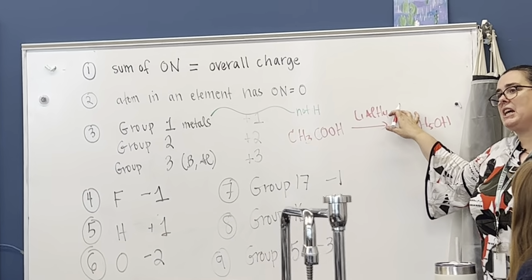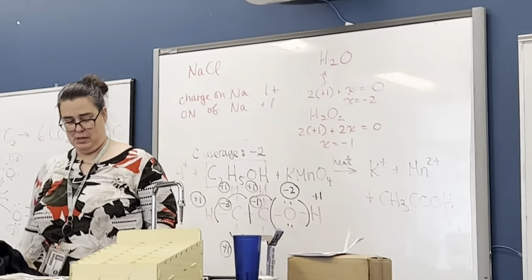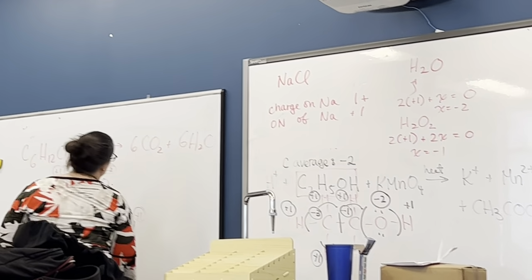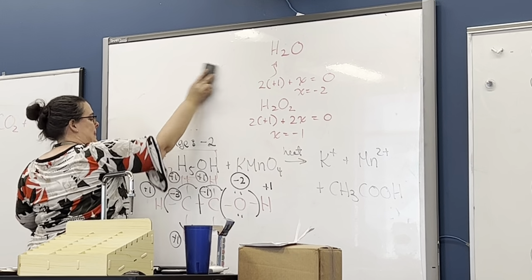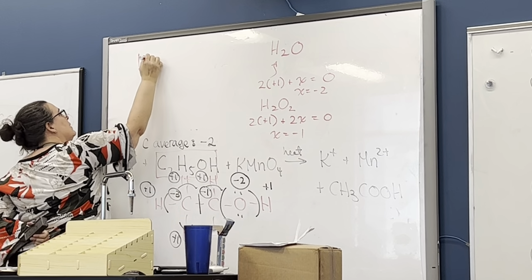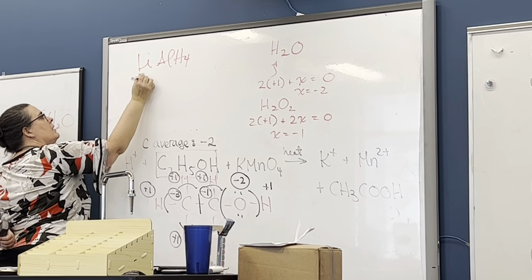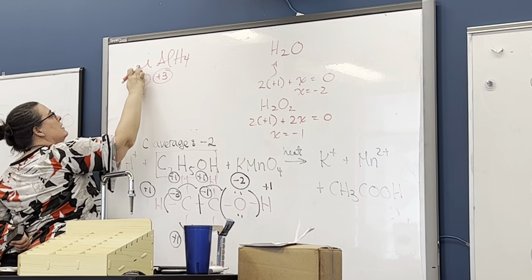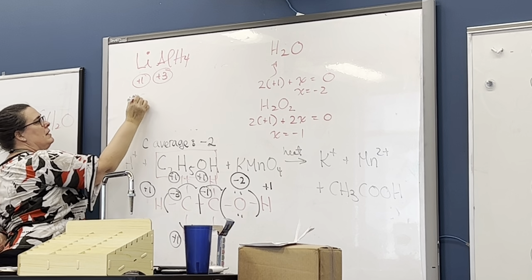So why don't we try to figure out the oxidation number of each of the things in lithium aluminum hydride? What's lithium? +1. What's aluminum? +3. So what's hydrogen? If lithium is 1, is the charge? Charge is 0. The overall charge is 0. Oh my goodness. Hydrogen, you bitch.